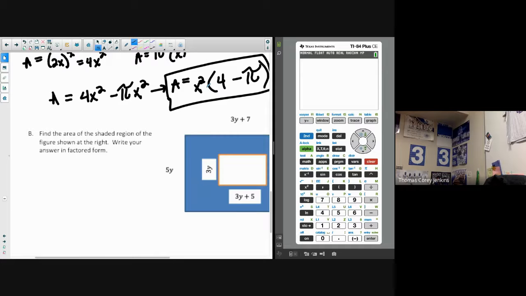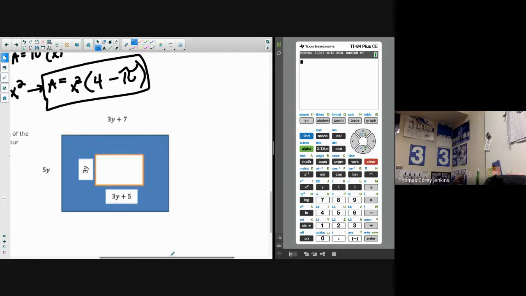Okay, I'll do one more here. Actually, for the sake of brevity, I'll leave this one for you guys to look at. It's on the notes. Basically, you want to do the same thing here. You want to take the area of the big rectangle, which is 3y plus 7 by 5y, minus the area of the small rectangle, which is 3y plus 5 by 3y. That one's kind of tricky, I guess, but it's all worked out on the notes.